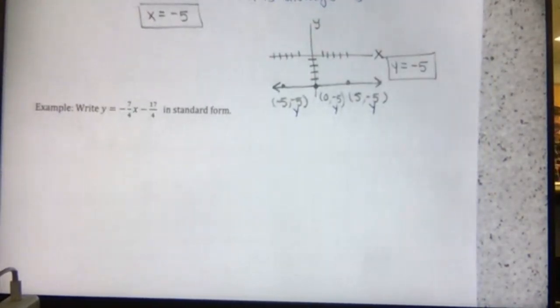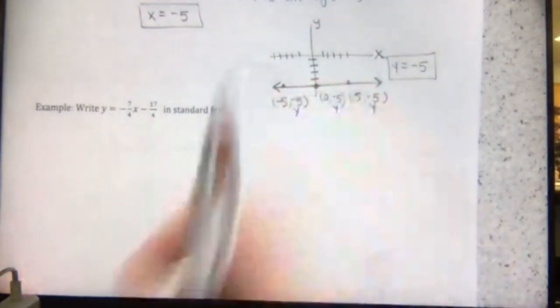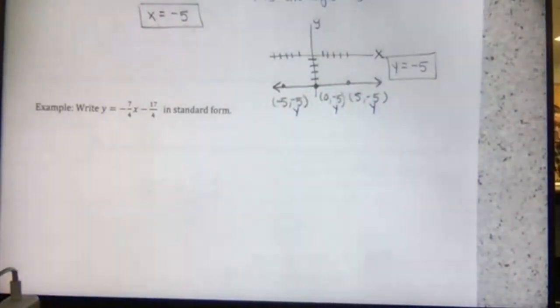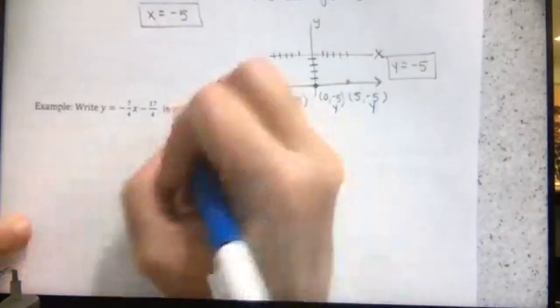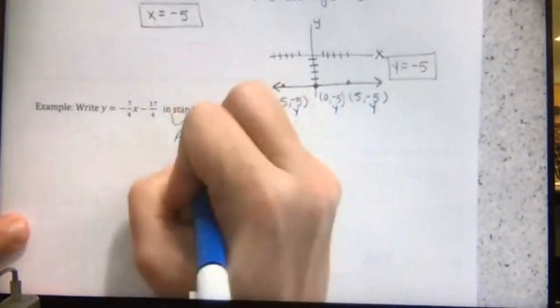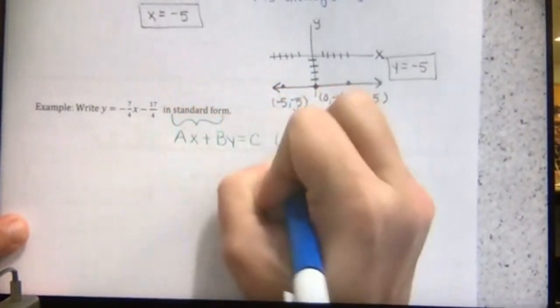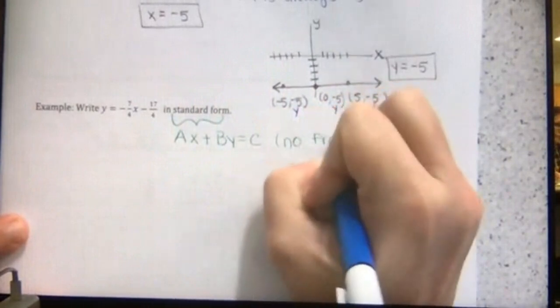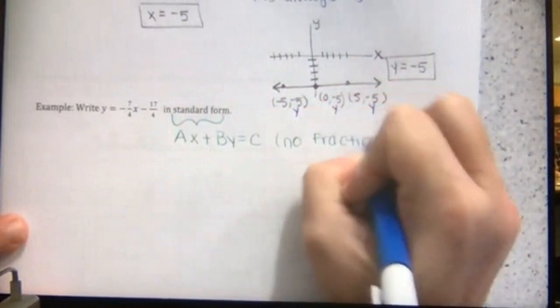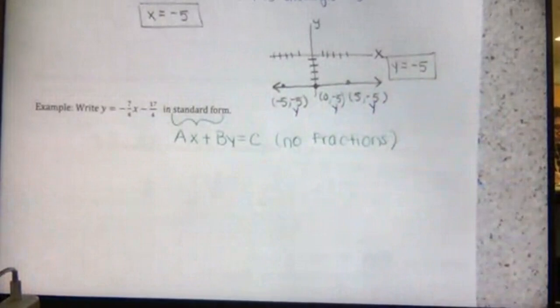All right, our last example for this section says y equals -7/4x minus 17/4, and we're going to write this in standard form. Remember, standard form is ax plus by equals c with no fractions.